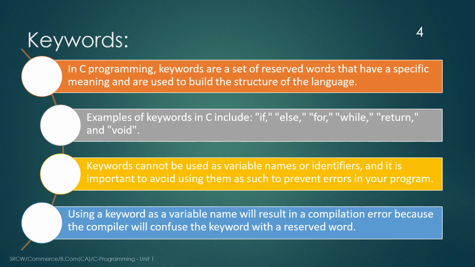Keywords. Keywords are reserved words in C that have predefined meanings. We cannot use them for variable names or other identifiers. For example, if, else, while, for, return, and void cannot be used as a variable name or any other identifier. Using a keyword incorrectly, for example, as a variable name, will cause compilation errors because the compiler expects it to serve as a reserved function.